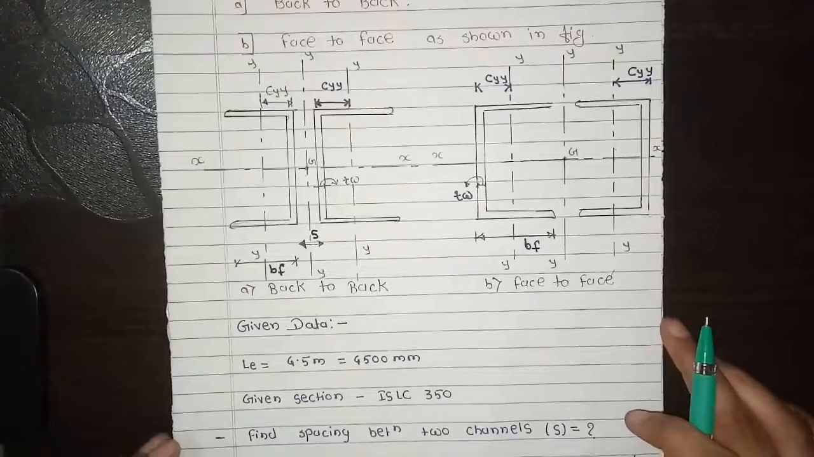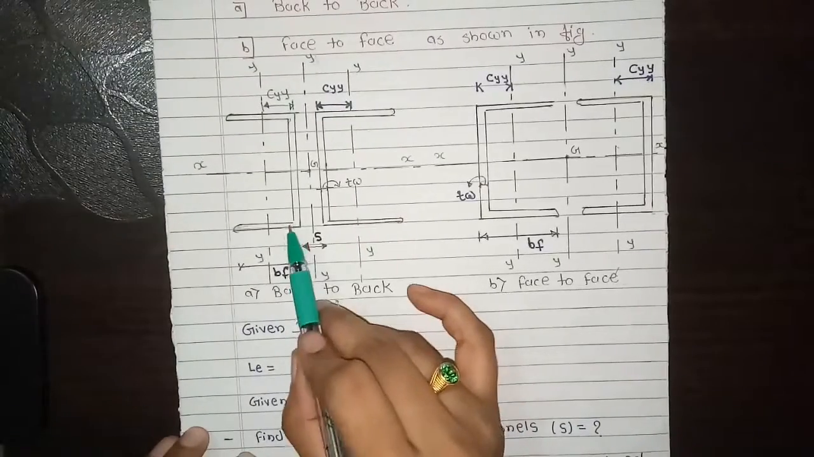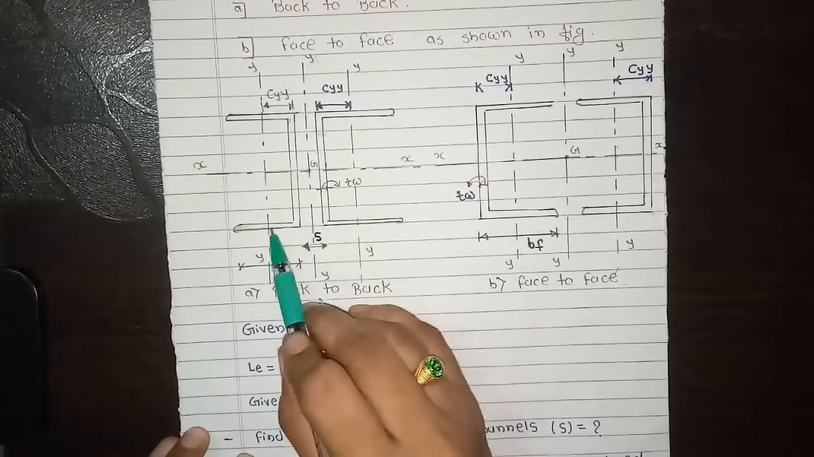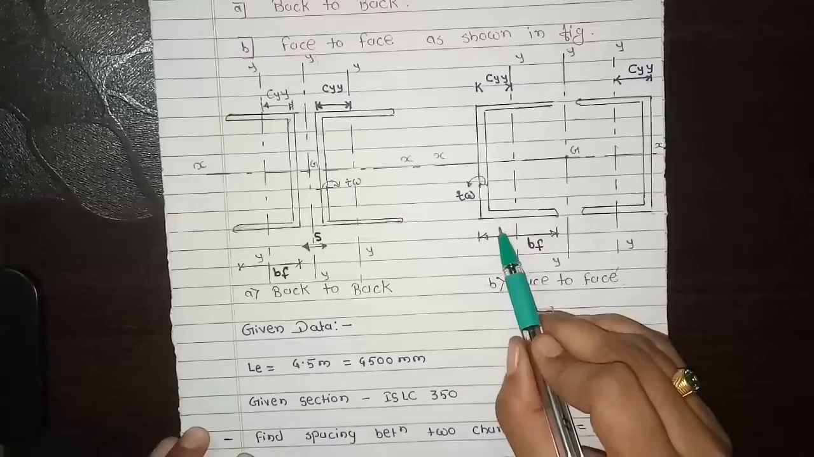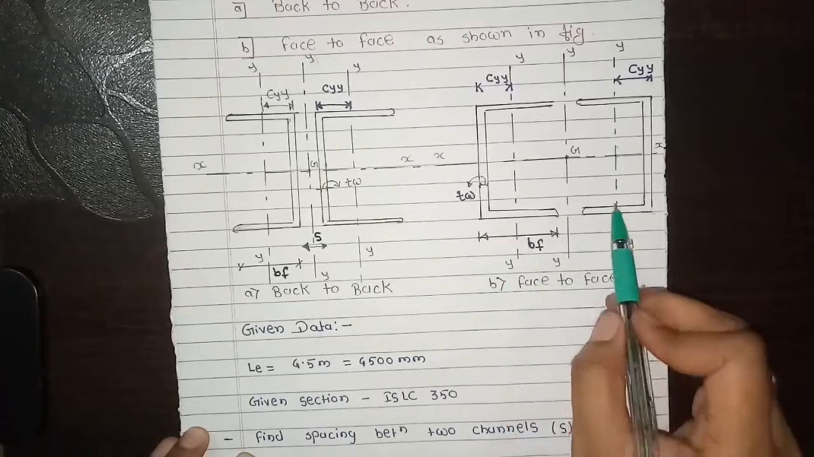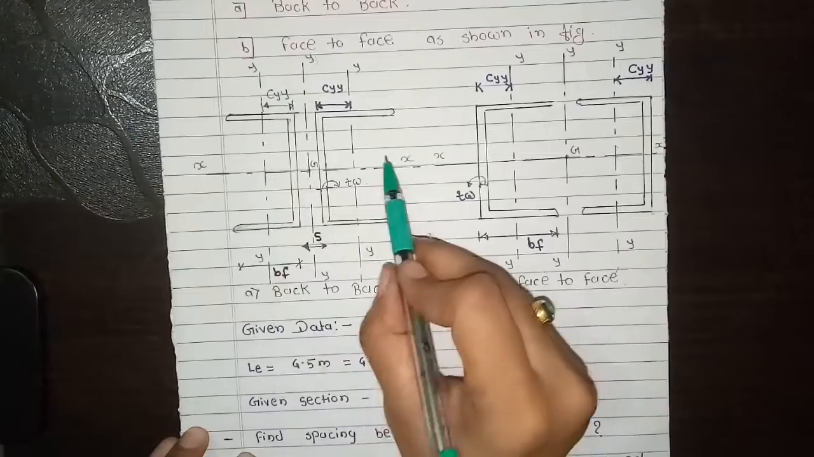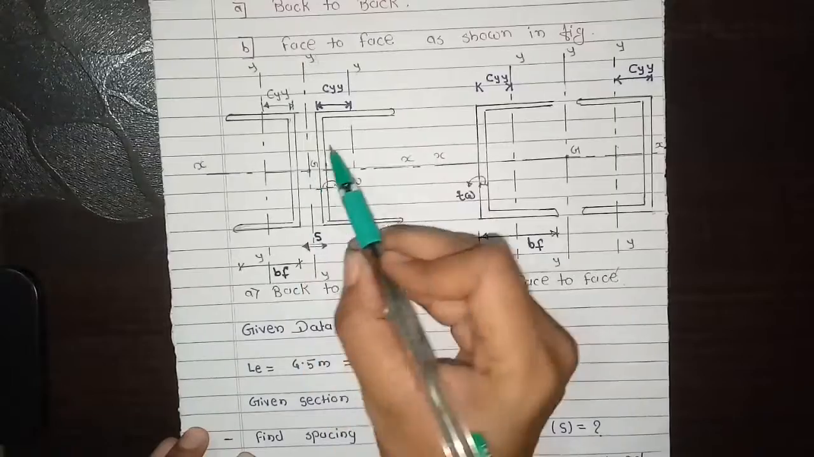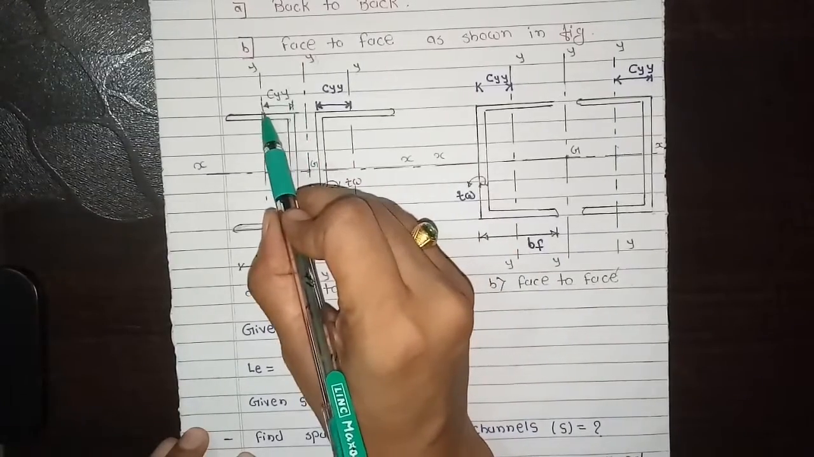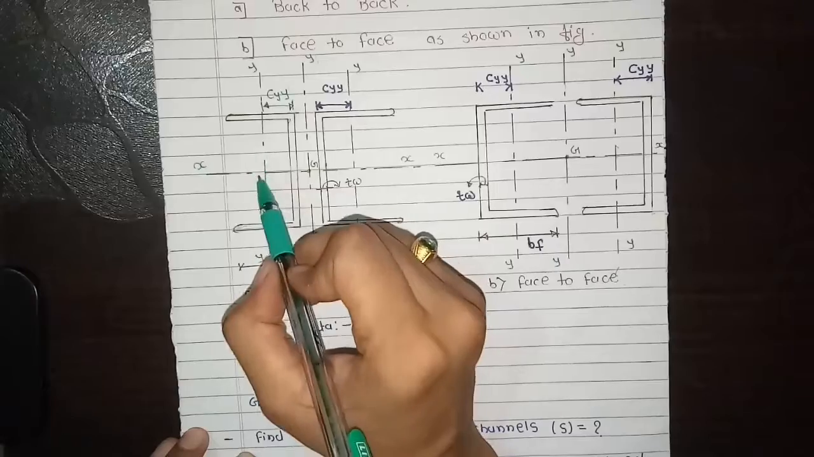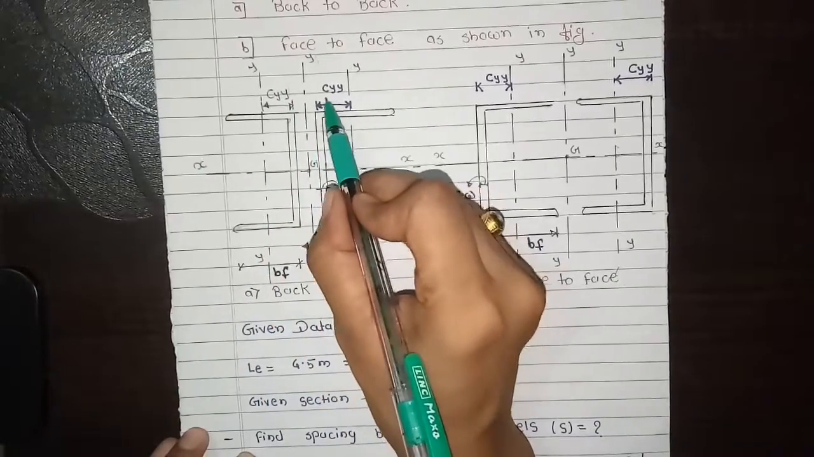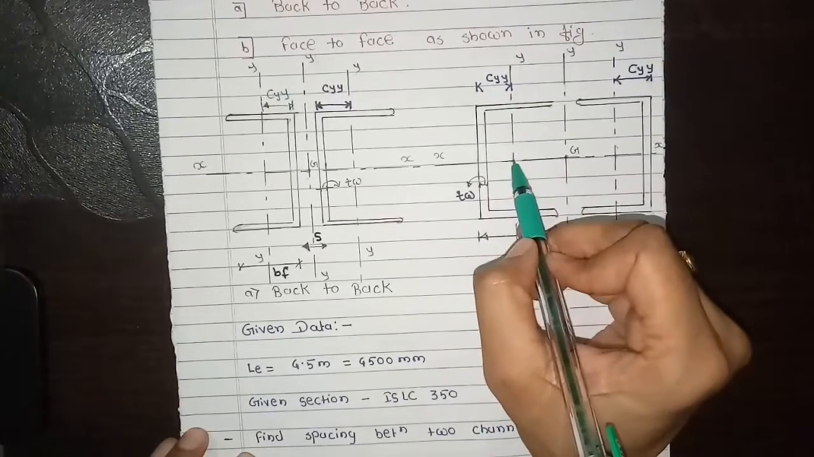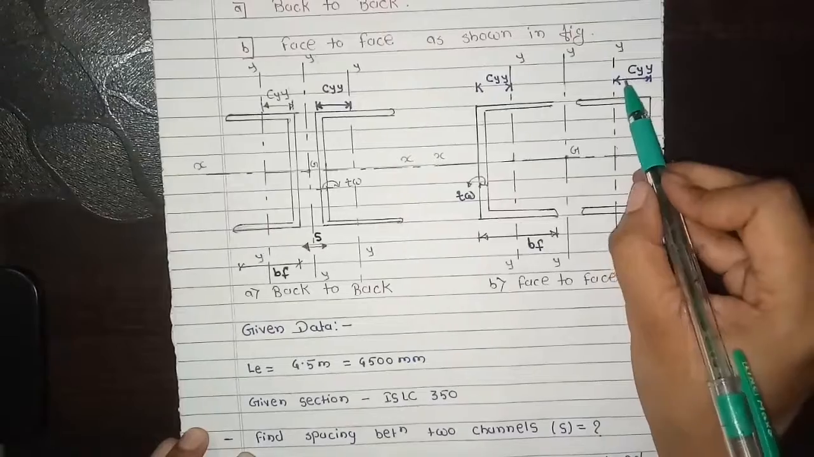So first of all, draw the figure. Figure A shows channel sections placed back to back, and these are channel sections placed face to face, with centroidal x and y axes and their center of gravity point. This is the CYY, the distance between the center of gravity and the back portion.